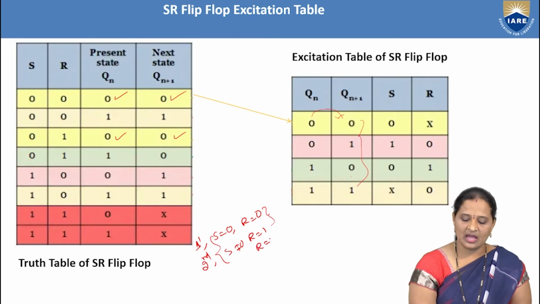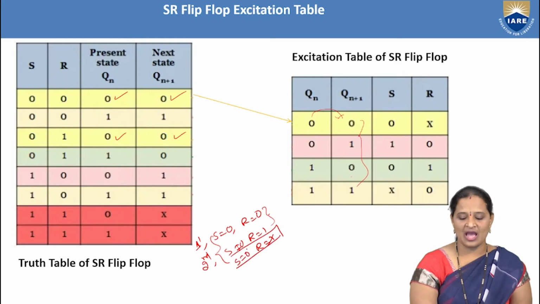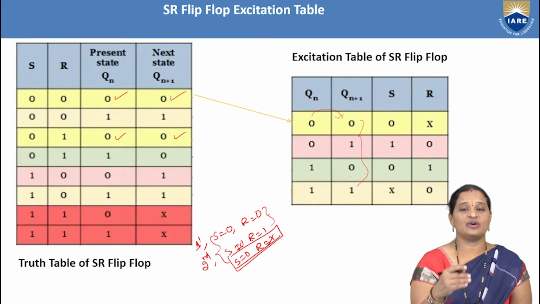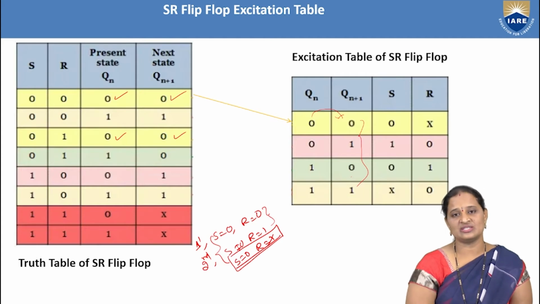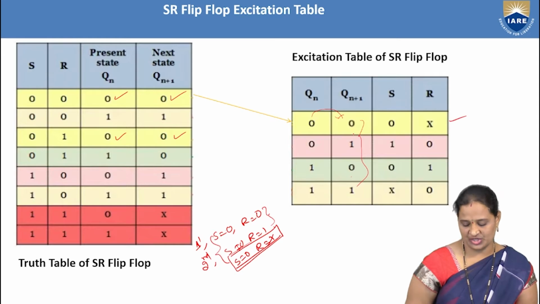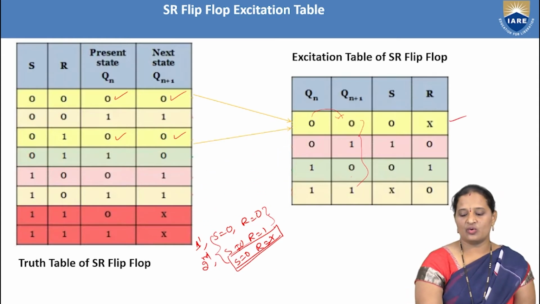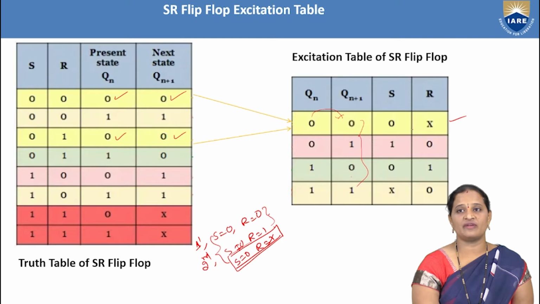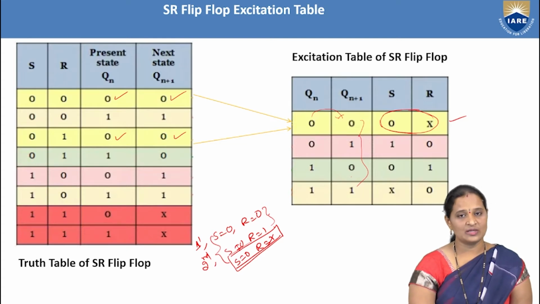So we can represent R as a don't care. That means S is equal to 0 and R is equal to don't care when the transition in the flip-flop is from 0 to 0. That means the present state is 0 and next state is 0. So this is to be filled in the first column of the excitation table. That is why the first column of the excitation table is filled with 0, don't care, where the transition from present state to the next state is 0 to 0.